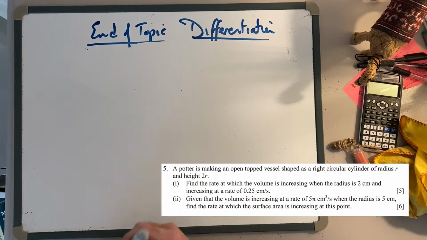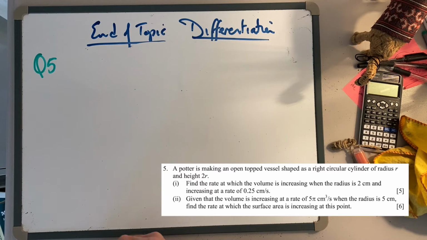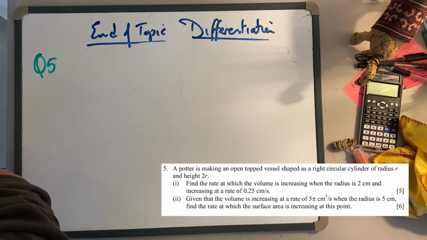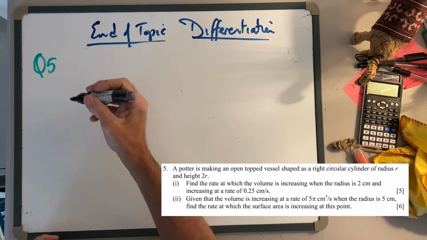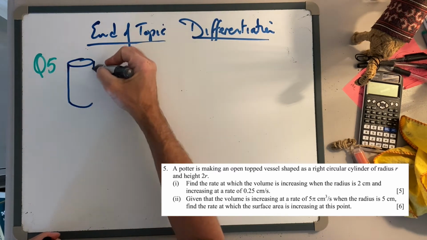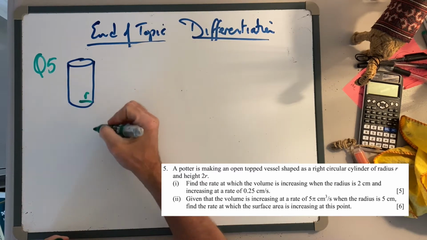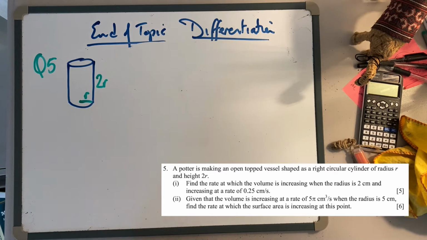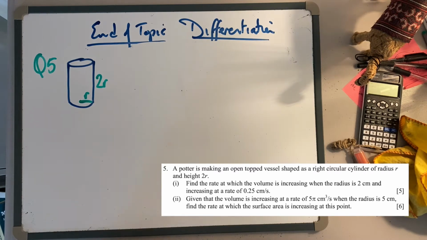Okay, we're going to get to question 5 now on our topic assessment on differentiation. The question says a potter is making an open-topped vessel shaped like a right cylinder, so that means it's at right angles up. The radius is r, and the height, which is handy, is 2r. So armed with that knowledge, I should be able to write out the volume in terms of r, and not have h at all, which is really handy.